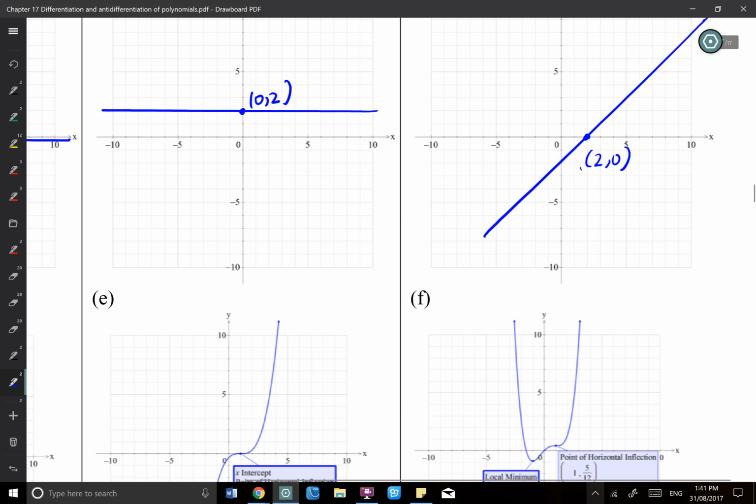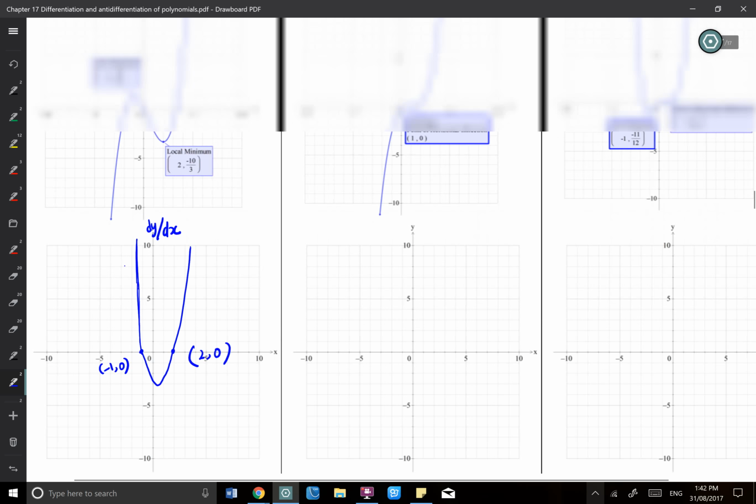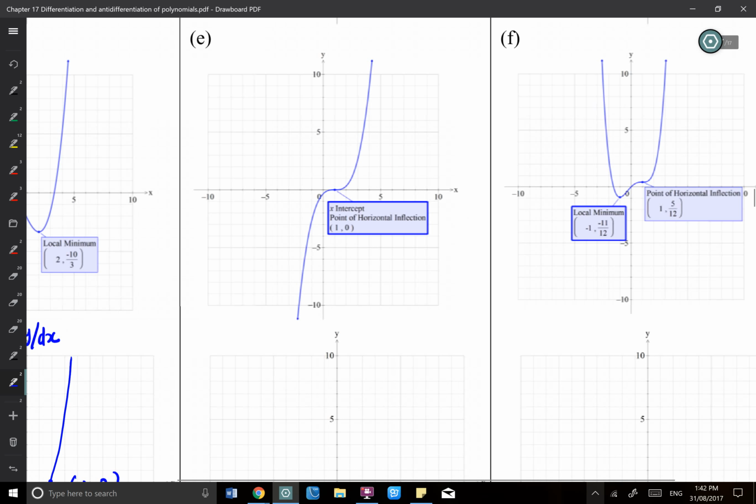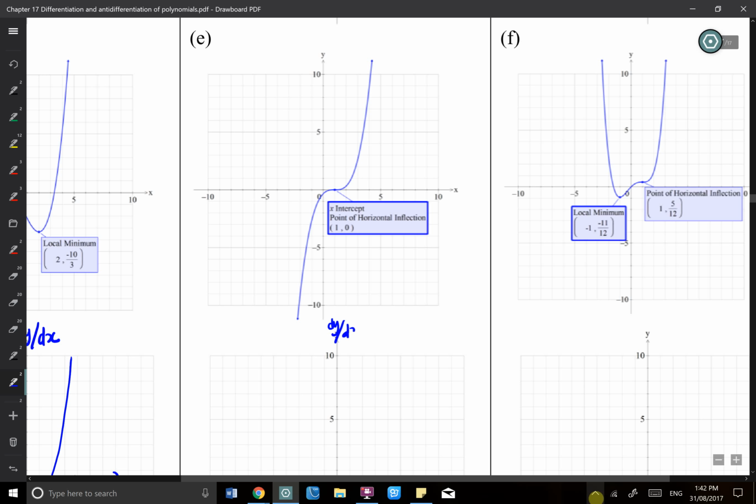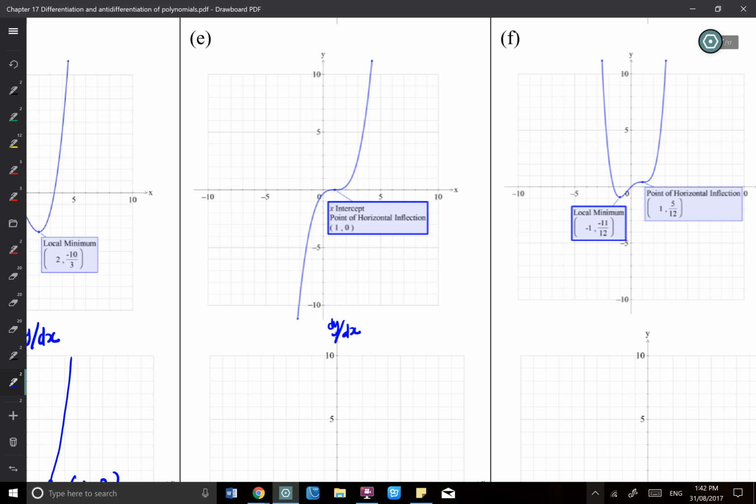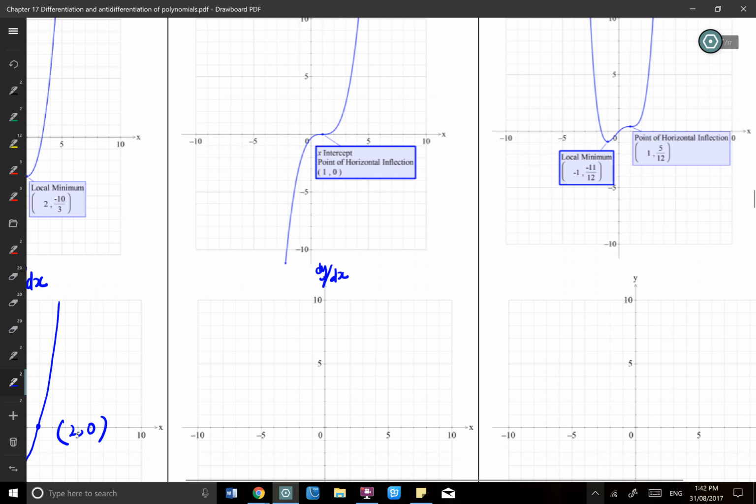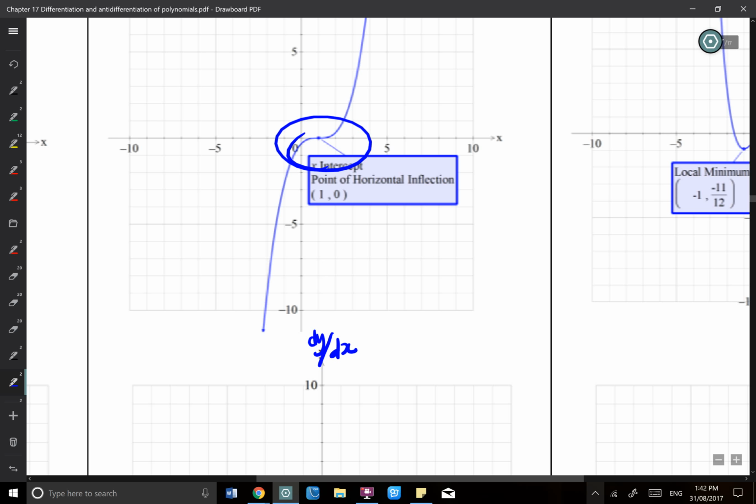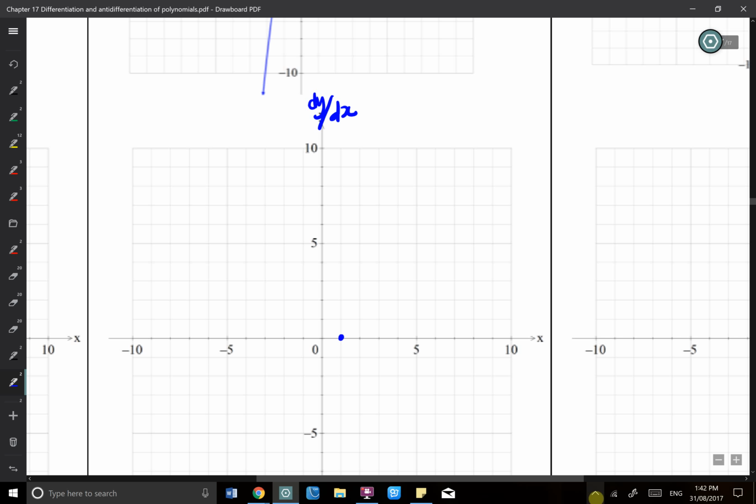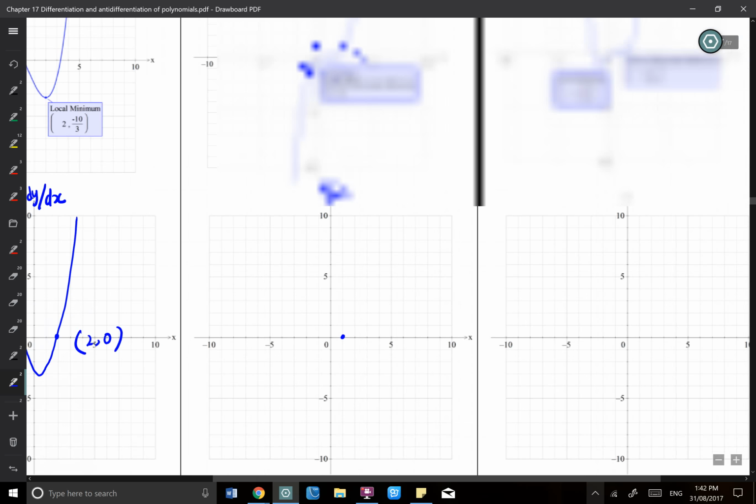Okay, next one. What is this graph? This one, E. What is it called? Cubic. If it's a cubic, what does the derivative look like? Quadratic. Let's have a look. Where is the x-intercept? 1, right? The stationary point of inflection is here, so (1, 0) must be the intercept. What will the quadratic look like?